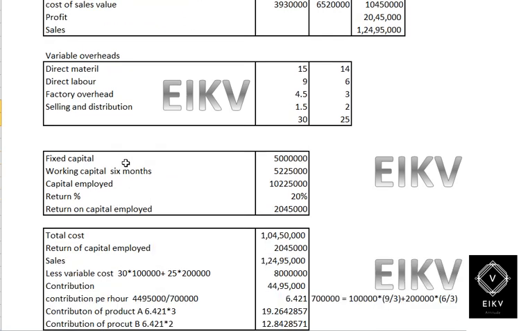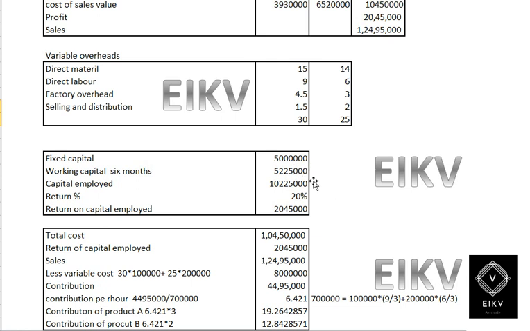Okay. Then we have the fixed capital. Capital is 50 lakh as mentioned in the illustration. Then we have working capital. Working capital for 6 months will be 52 lakh 25,000.